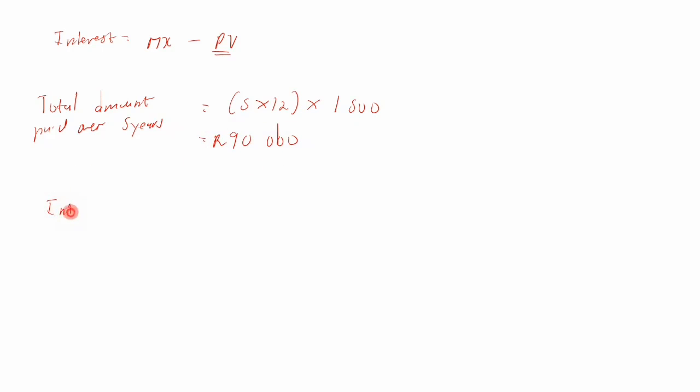Now to calculate the interest, we already have everything that we need, which is this nx 90,000 minus the present value for the 5 years. So it's minus 61,228.48. Now if we subtract the 2, the solution that we have is 28,771.52, and that will be the interest repaid, or the interest paid over those 5 years.